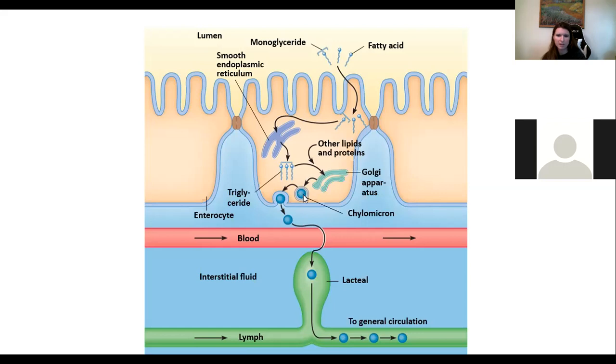So here's our chylomicron, which involves a little bit of protein as well. We can see it's in a vesicle, it's packaged, it's leaving this cell through exocytosis. It can't get into the blood. Well, that's okay, because it can get into a lacteal. So now it's in our lymphatic system and can go into our circulatory system once the lymphatics dump into the circulatory system.